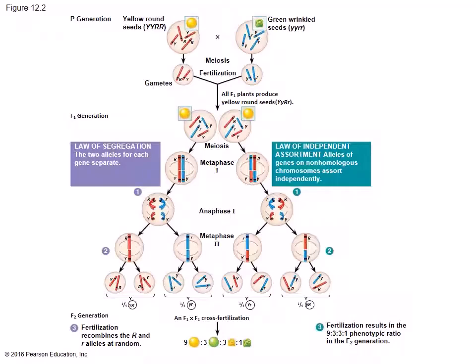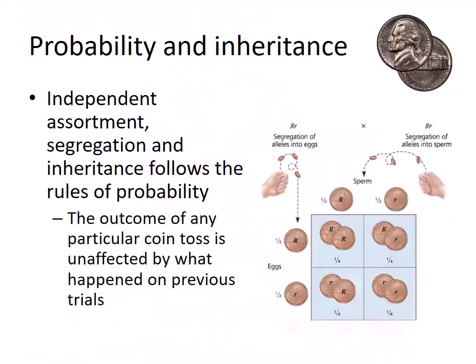So this is just showing you the law of segregation, where 2 alleles for each gene are going to separate, and then the law of independent assortment, where the alleles of genes on non-homologous chromosomes are going to assort independently. They're showing you the P generation, the F1 generation, and the F2 generation, where again, P is the parent or first generation where we did the cross, the F1 is their offspring, and the F2 is the offspring of the offspring. So independent assortment, segregation, and inheritance really follow the rules of probability.